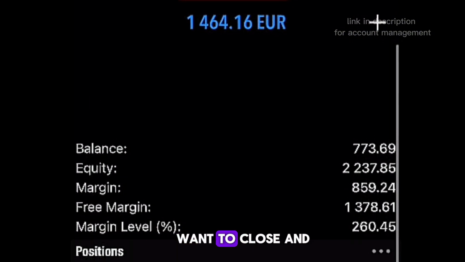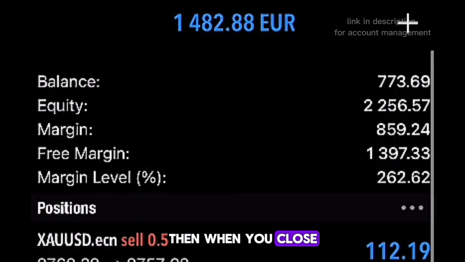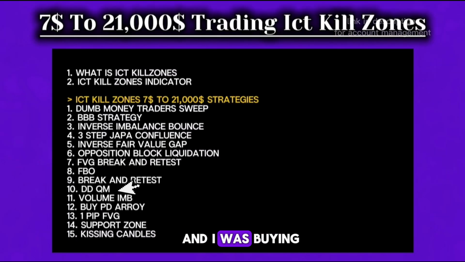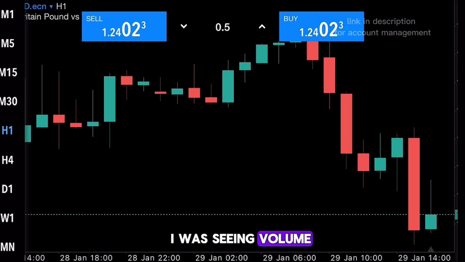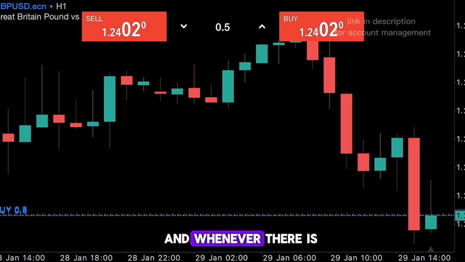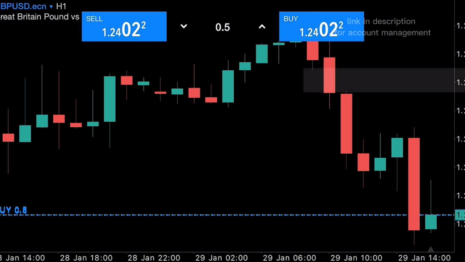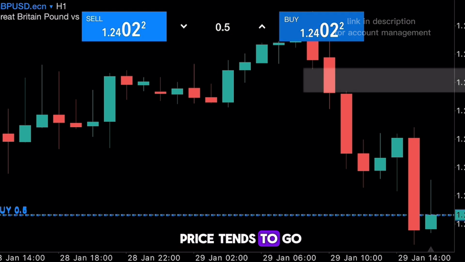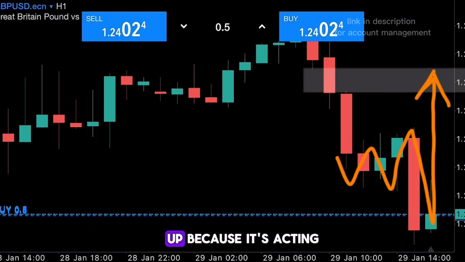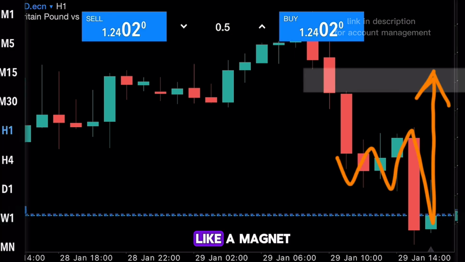So this is when you want to close, and then when you close, you move to the next trade. And I was buying at this point because of number 11. I was seeing volume imbalance at that point there, and whenever there is a volume imbalance, first let me mark it out. Whenever there is a volume imbalance, price tends to go up because it's acting like a magnet.